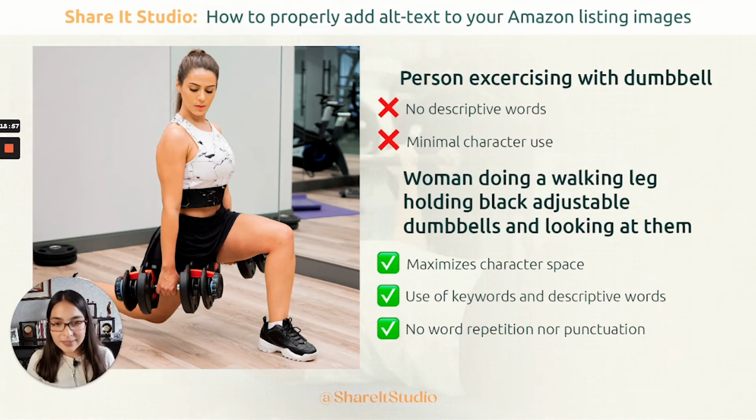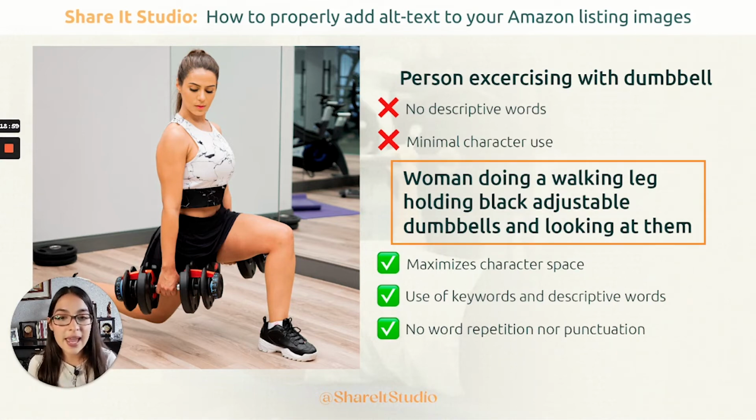A better alt text would be "woman doing a walking lunge, holding black adjustable dumbbells and looking at them." This also lets us know that it's a product that is unisex. It's also useful for this exercise in specific. It gives the best keywords, it maximizes character space, and it's just overall a better alt text.